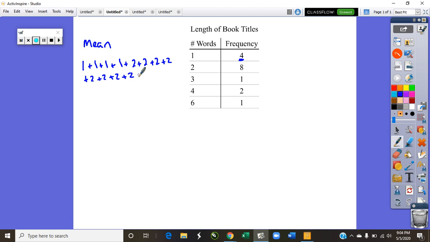We can also do how many three words? Well, there's only one. How many four words? There's two, so four plus four. And then lastly, there is one six word. Now, we can add all of these up. And when we add all of those up, you may use calculators today, by the way, because you're going to use it to find the means. I got 37 is my total.